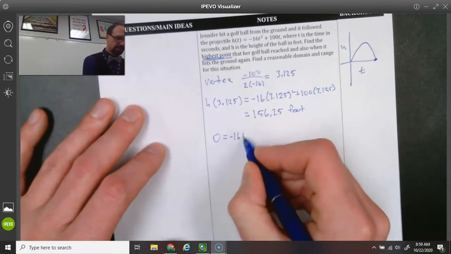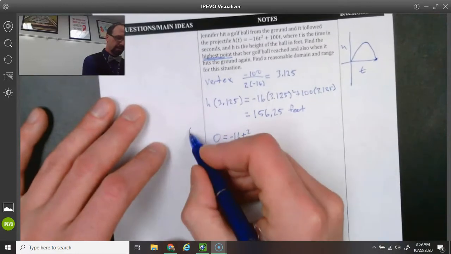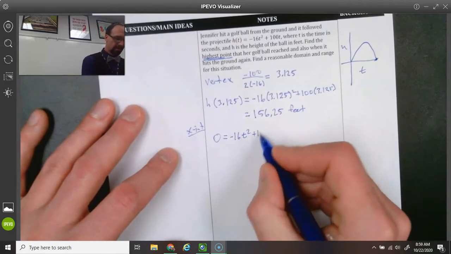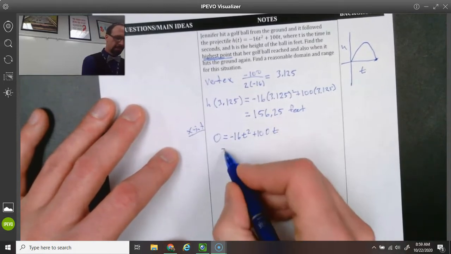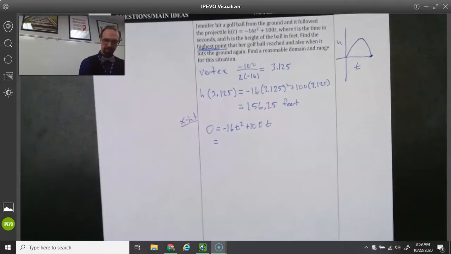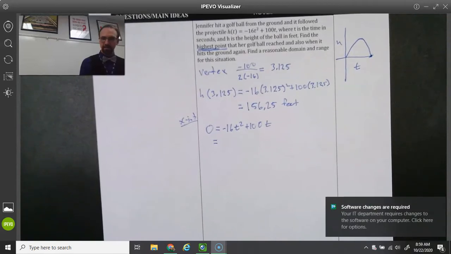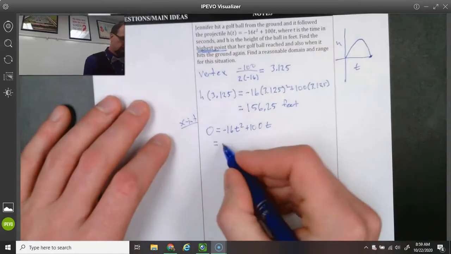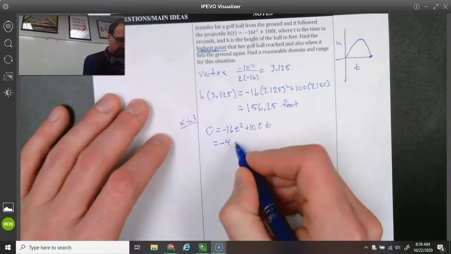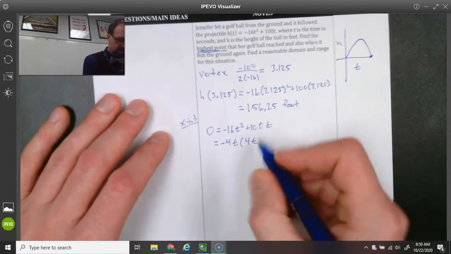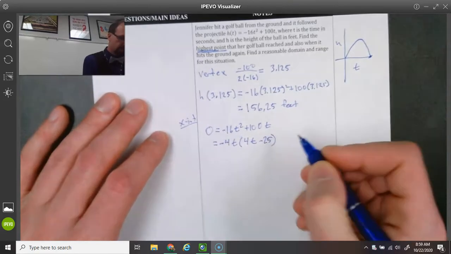So we have negative 16t squared plus 100t. This will give us our x-intercepts. What we can do is factor out a t from both of these, and possibly some even numbers as well. Negative 16, so it looks like 2 can go into that. 4 can also go into both of those. Yep. So that's going to give me negative 4t, and then I'm left with 4t minus 25.